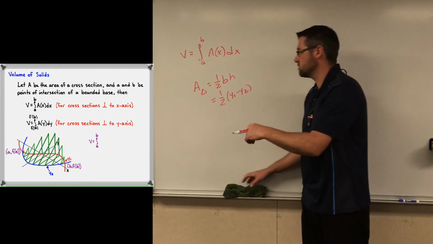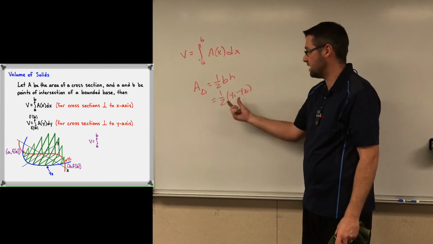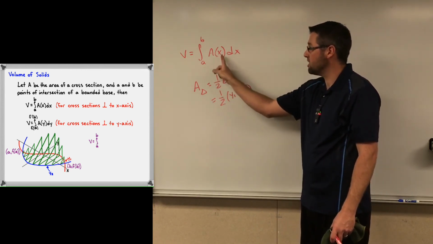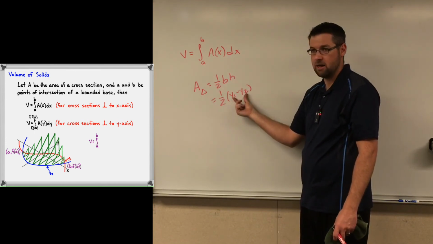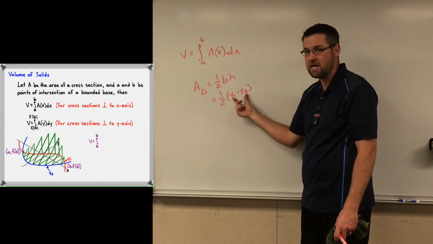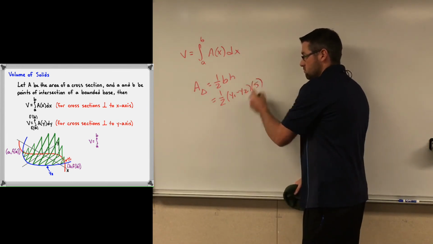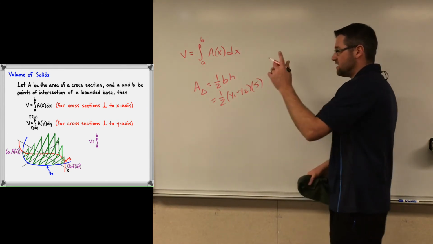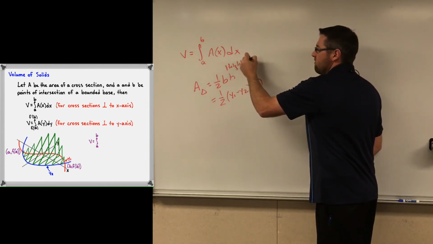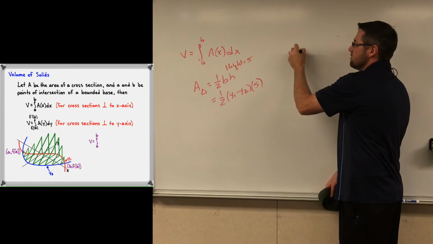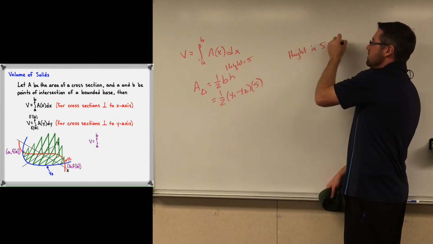Here's a couple examples. What if I said I wanted triangle cross sections perpendicular to the x-axis? The 1/2 base is that, you got that, right? What if I said the height is 5? Multiply by 5? What if I said the height is 5 times the base?